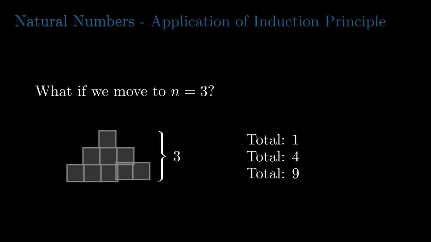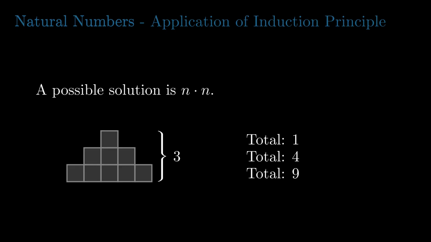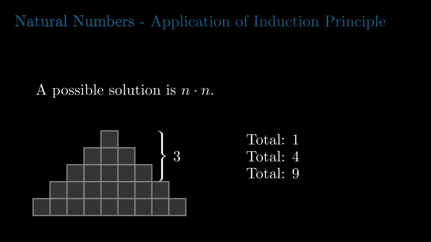Now, we notice that 4 is 2 times 2 and 9 is 3 times 3. So a possible general solution is n times n. This expression can be written as n squared. The name is not random, given that we end up with an actual square.